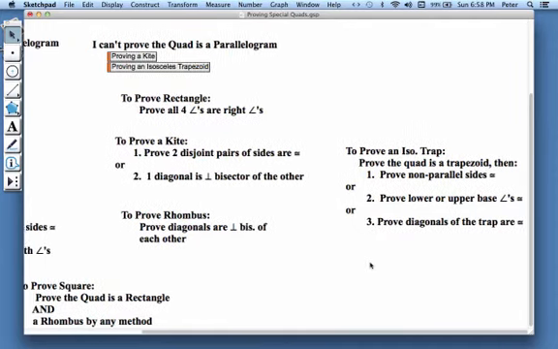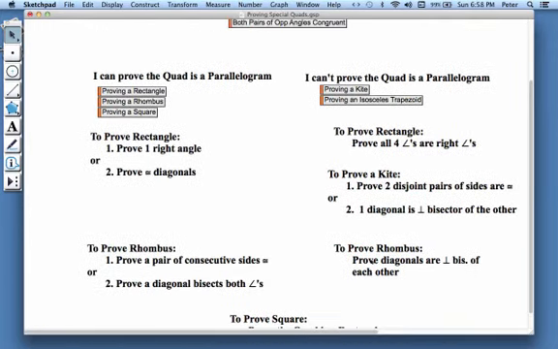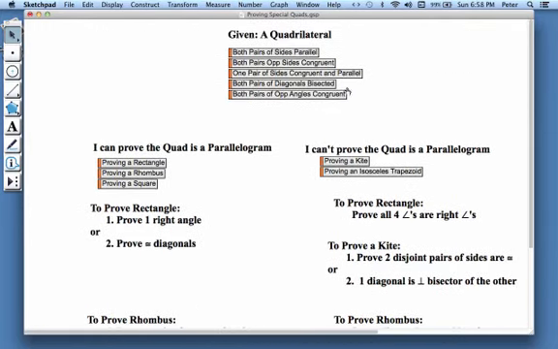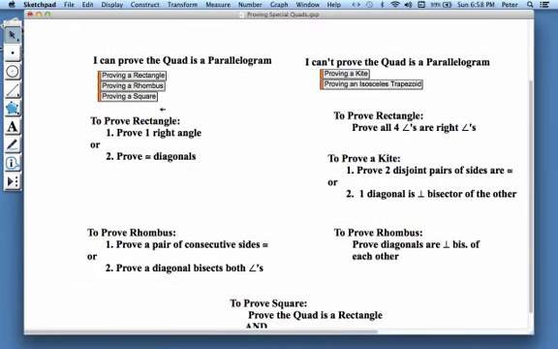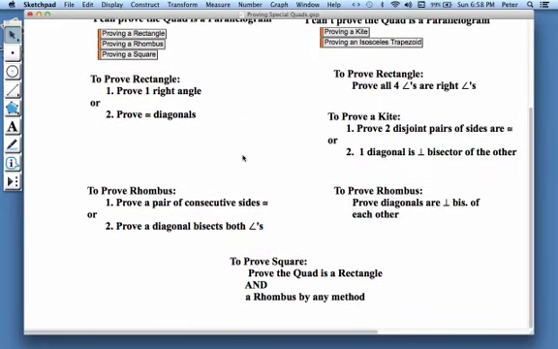Okay, so let's take a moment to review. This is very complicated stuff. But if you know you have a quadrilateral, try to prove that the figure is a parallelogram. If you can, you'll use these methods on the left to show that the figure is a rectangle, or to show that the figure is a rhombus, or to show the figure is a square.